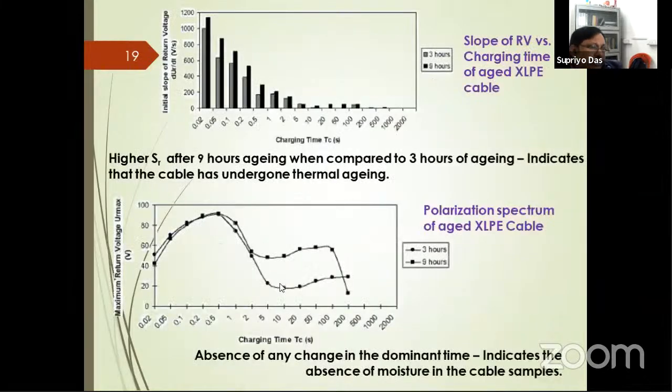For example, I have shown here two plots. The first one is an aged XLPE, aged for 3 hours and 9 hours at a high temperature, around 120, 130 degrees centigrade. Then the return voltage measurement is taken. The 9 hours is represented by the dark bar and the 3 hours by the light colored or gray bar.